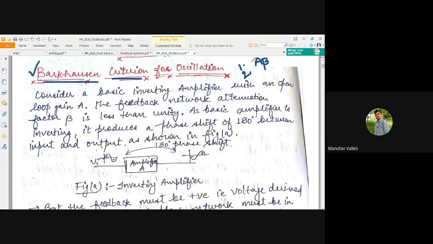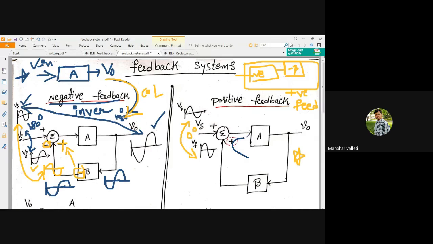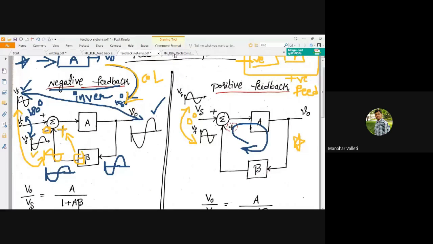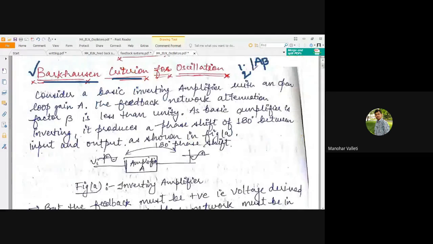A beta means this one. This is some loop, right? So this loop gain is A beta. In that, A beta will have a magnitude and will have a phase.